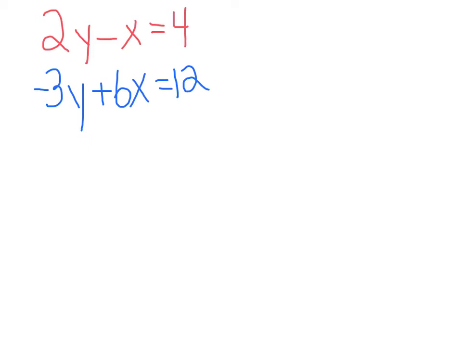To solve a system using substitution, we need to get either y equals something or x equals something. So we need to either isolate y or x. Looking at the red equation, I see that the coefficient in front of x, the number in front of x, is a -1 or a 1. So I think this would be a good one for me to isolate x on. So I'm going to do that off to the side.